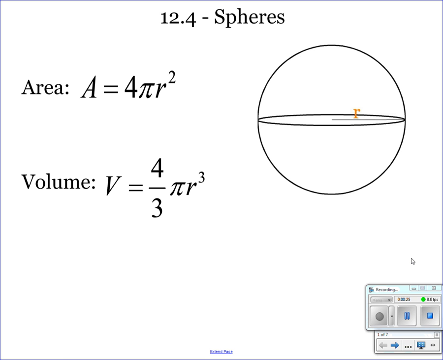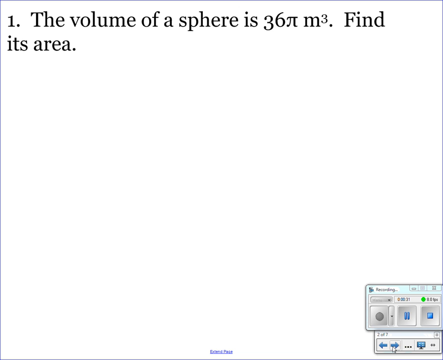First example. The volume of a sphere is 36 pi cubic meters. Find the area. It gives us the volume: 4/3 pi r cubed is equal to 36 pi. Well, the pi's cancel. I can divide both sides by pi.